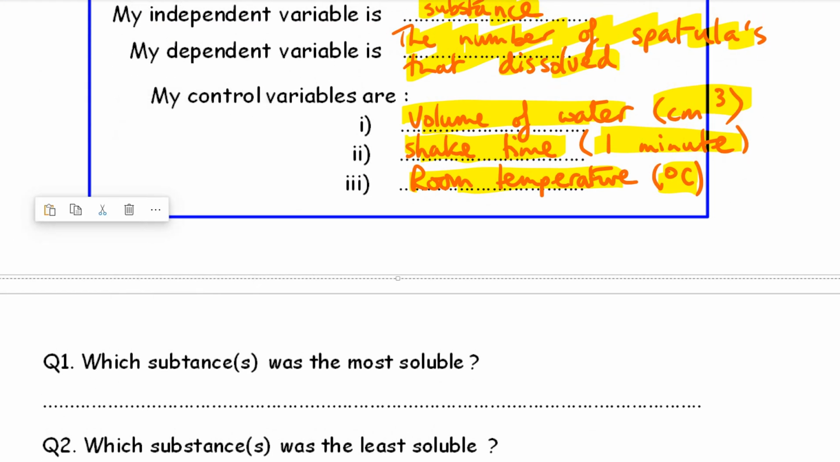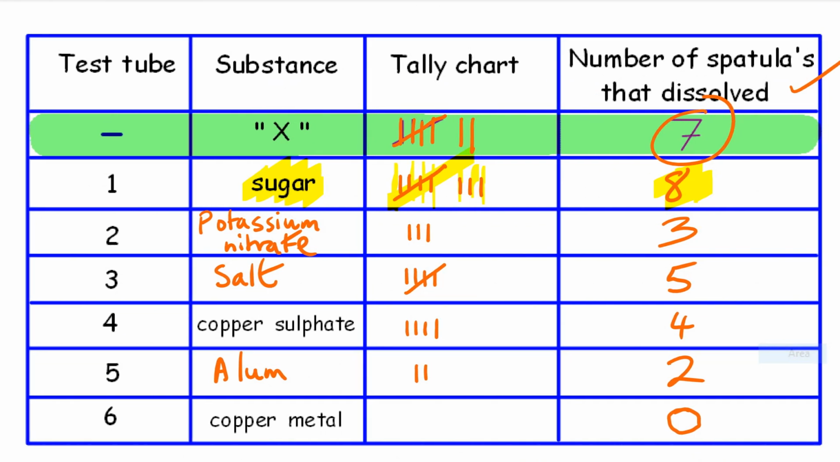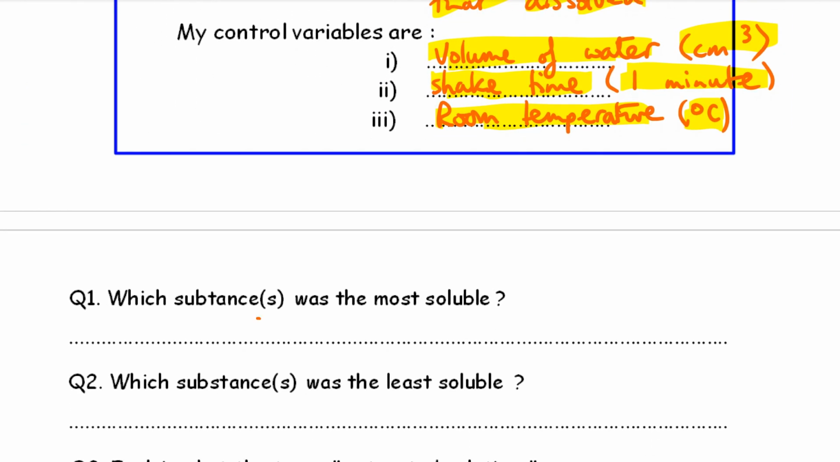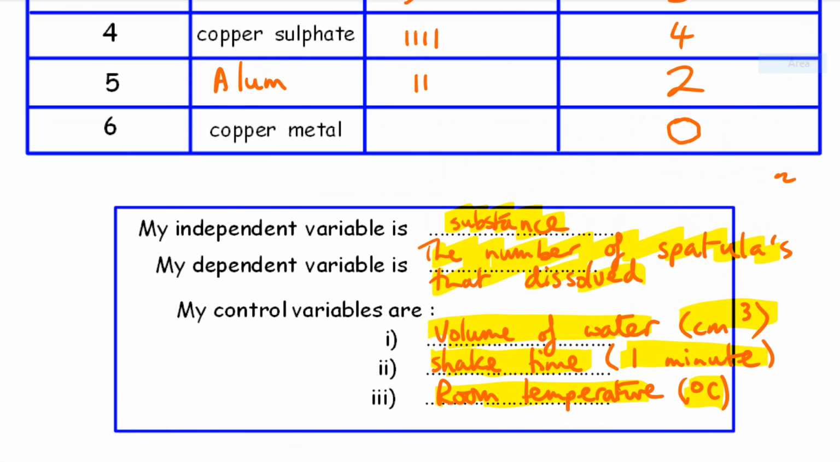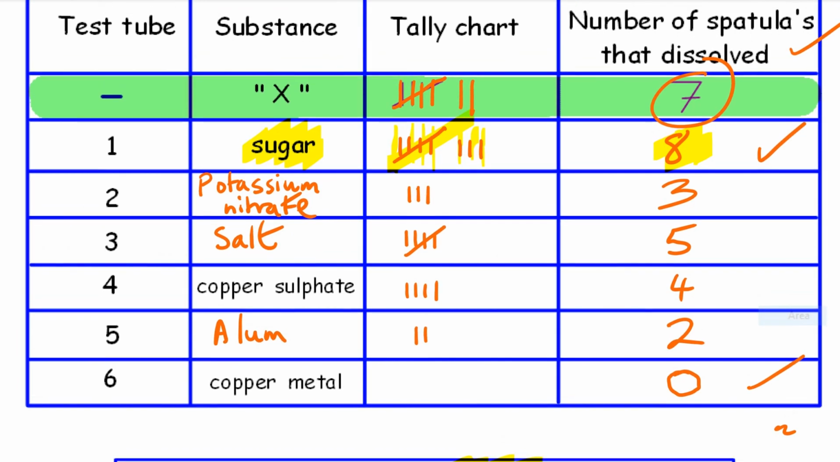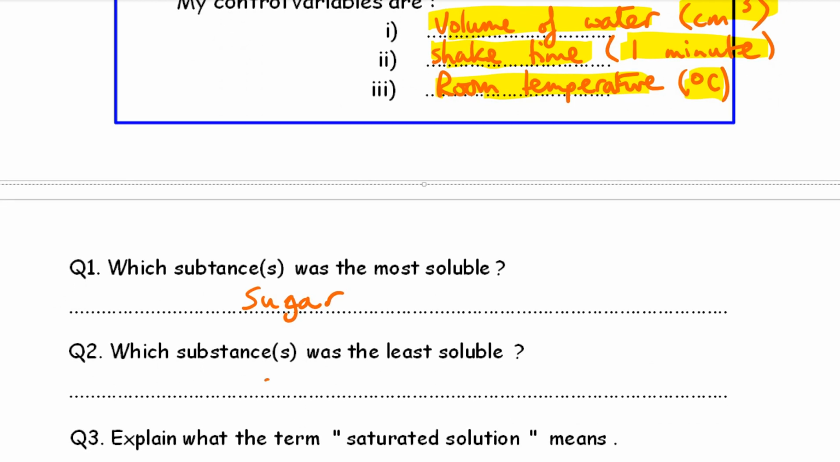Which substance was the most soluble? If we go back very quickly to the table, the biggest number was 8. Sugar. Sugar was the most soluble. It dissolved the most easily. Which substance was the least soluble? In other words, didn't dissolve very well, and that would be 0. Copper metal.